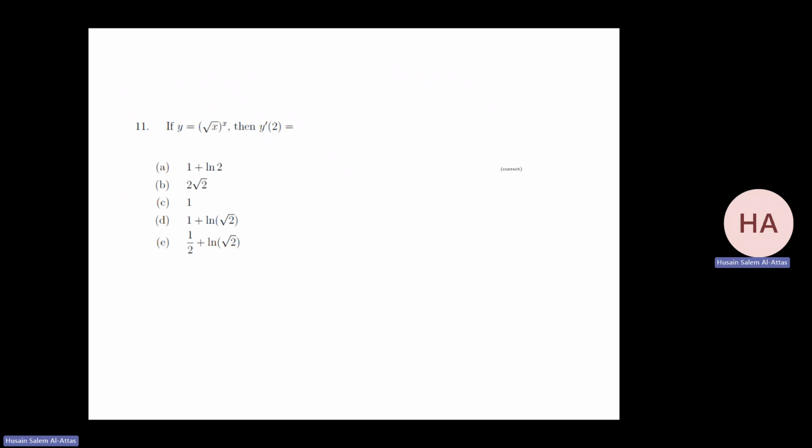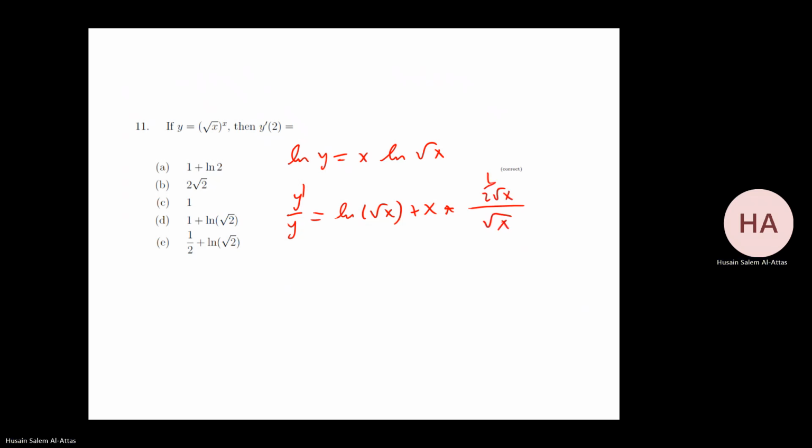Square root of x to the power x, where y prime at 2. Okay, let us see what will happen. Take ln y, x ln square root of x. Differentiate: y prime over y will be ln square root of x plus x times 1 over 2 root x. I think I simplified. Y prime will be y times this. Here I have 1 over 2x plus 1 over 2 times x.